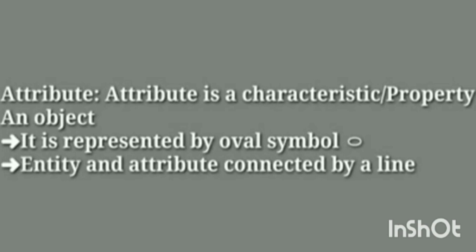Attribute. An attribute is a characteristic or property of an object. It is represented by an oval symbol. Entity and attribute are connected by a line. The example of this is: employee has employee number, employee name, age, date of birth, address. And these are the attributes of employee. So they can be shown by oval symbols.